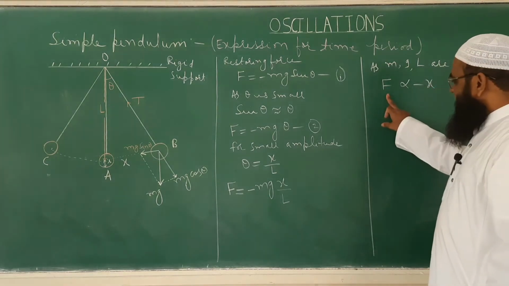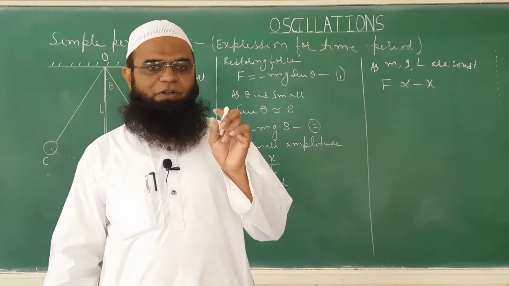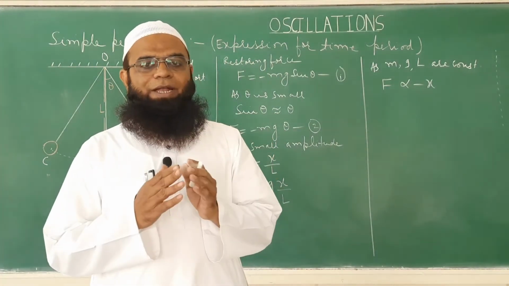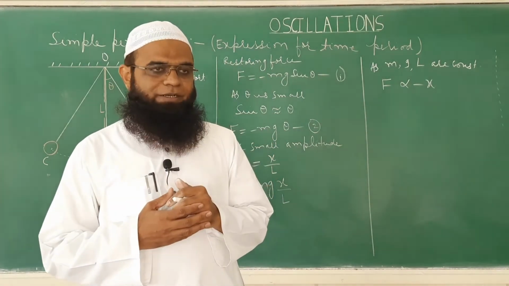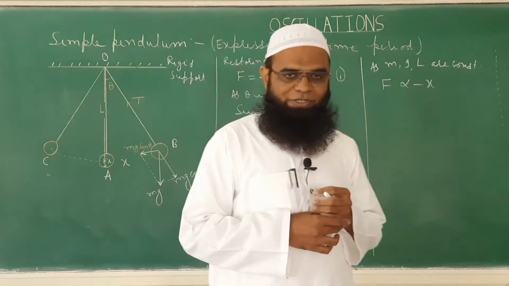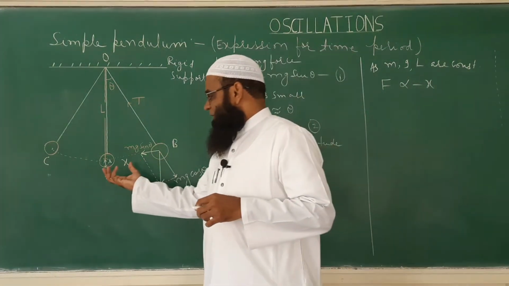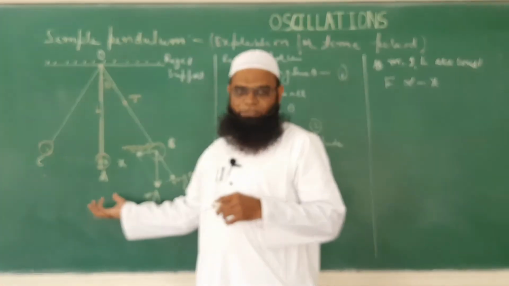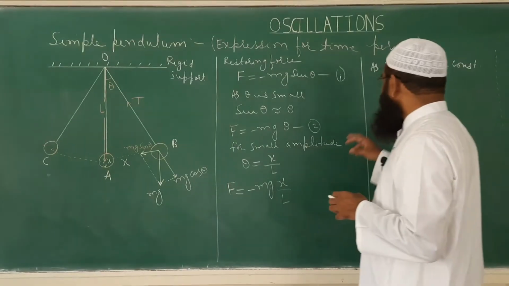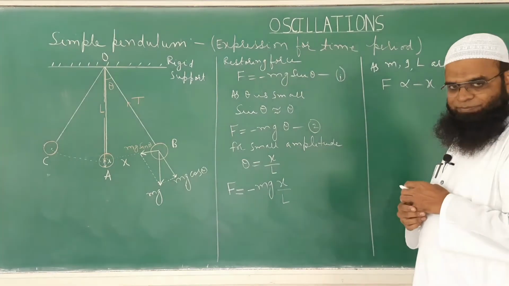So restoring force is directly proportional to the displacement of the bob from mean position, and they are oppositely directed. The negative sign indicates that force and displacement are opposite to each other. Therefore we can say that this bob is performing simple harmonic motion, because it satisfies this condition of F proportional to minus x.